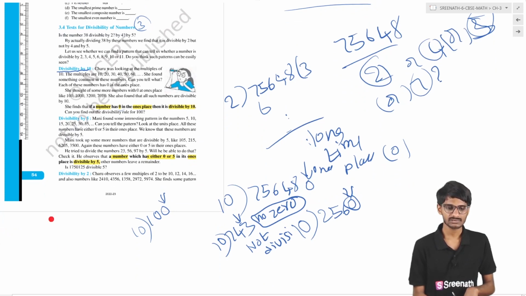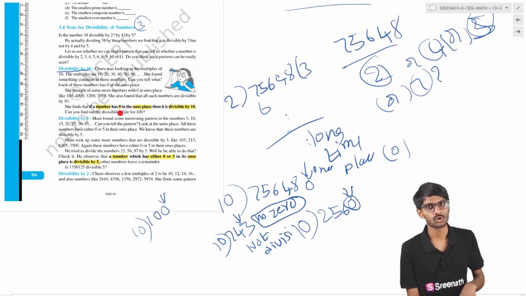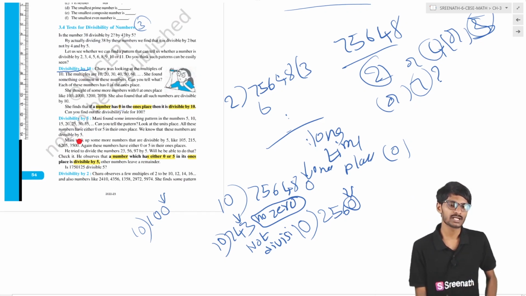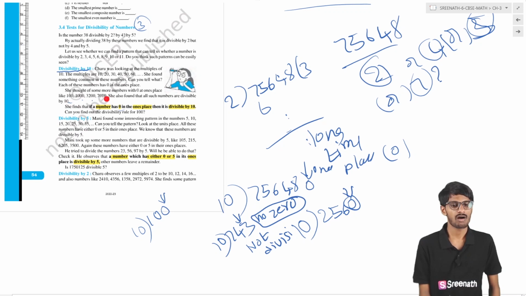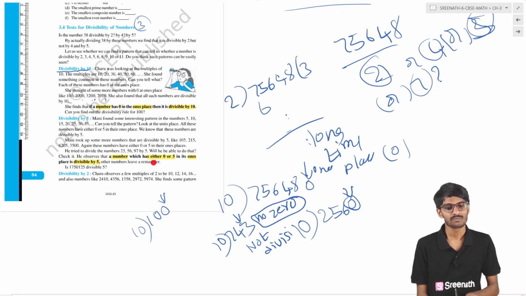So if there is any number and in its ones place there is 0, it is divisible by 10. So 100, 1000, 3200, all these have 0 in the ones place, so these are divisible by 10. Next thing is divisibility by 5. How can we say that a number is divisible by 5? A number which has either 0 or 5 in its ones place is divisible by 5.